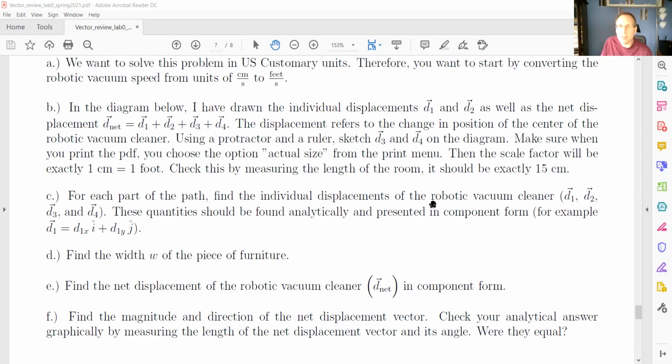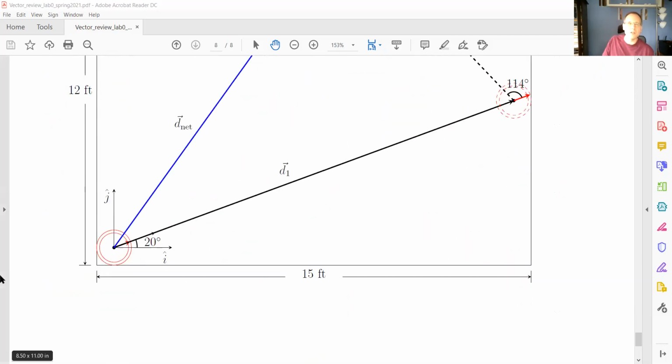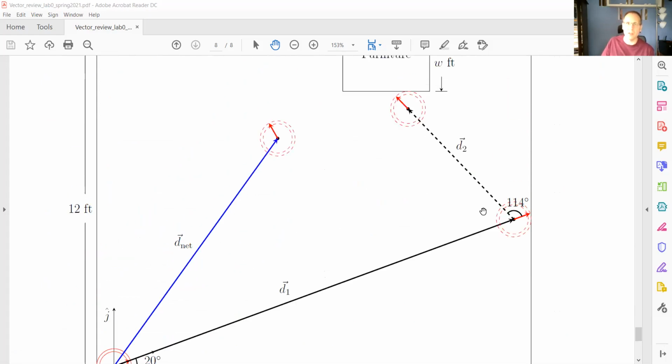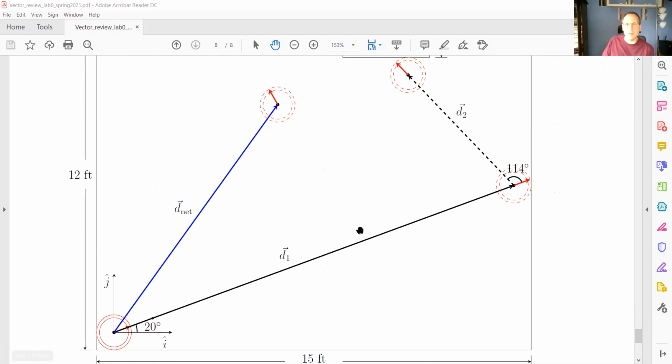When you print out this picture on your printer, it's a PDF, make sure that you choose the option actual size. Then the scale factor will be exactly 1 centimeter is 1 foot. And you can check this because remember the room should be a 15-foot room, so this length here should measure 15 centimeters if you printed out correctly. And then it'll make it easier when you're measuring these things with a protractor and ruler. So I've done D1 and D2 for you. You want to finish up D3 and then D4, right, to get D net.